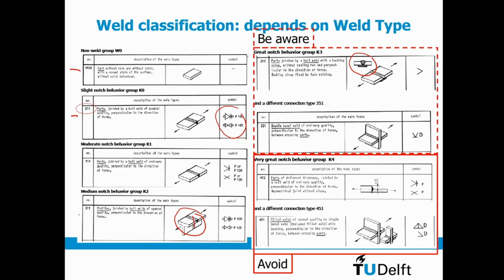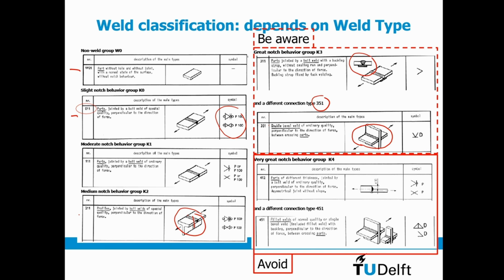Yeah, and then if I have, for example, some kind of a crossing situation where two plates need to be welded here, double bevel weld of ordinary quality, that is I think a category class 3, and if I use fillet welds, it is K4. So it gives you advice on the welding types I can use. That is the first thing.